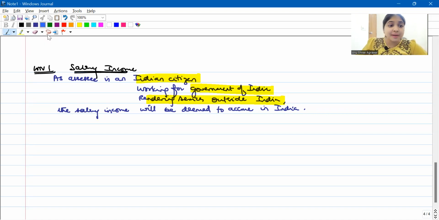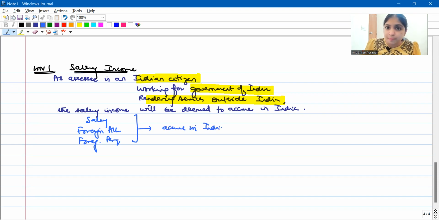Guys, by the way, I'm getting reminded of another concept now. The salary income deemed to accrue in India, taxable, fine. But what if the question had told us about foreign allowances? What if the question had told us about foreign perquisites? What would you do? See, listen carefully, guys. Salary, foreign allowances, foreign perquisites, all the three will accrue where? All the three will accrue in India only. If all these conditions are fulfilled, all the three will accrue in India. But salary alone will be taxable. Foreign allowances and perquisites will be exempt. Are you understanding? Are you able to recall this concept?